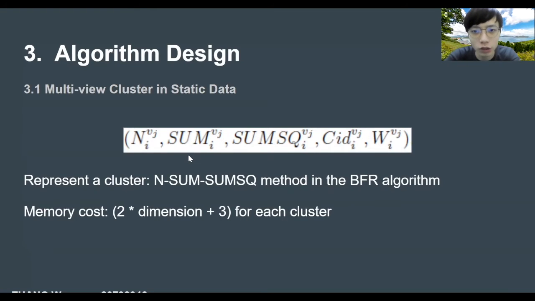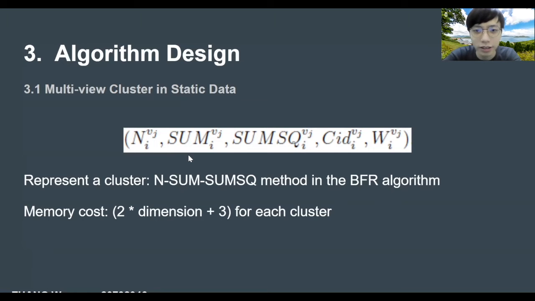Hello, this is Zhang Wenchong speaking. In this first part, I would like to talk about the algorithm design for multi-view outlier detection in data streams. The algorithm proposed in our work can be roughly divided into 3 steps. Firstly, we store parts of the data in memory and do the multi-view clustering for the static data in memory.